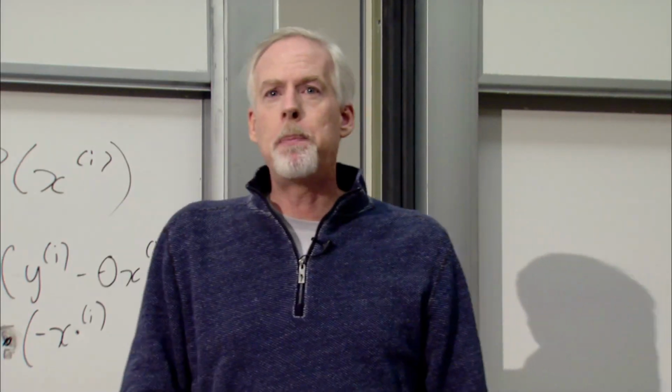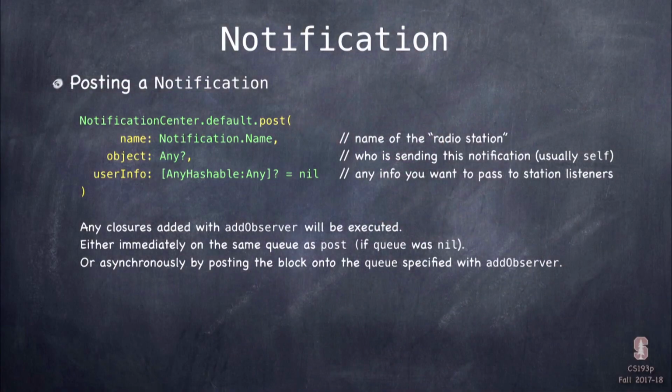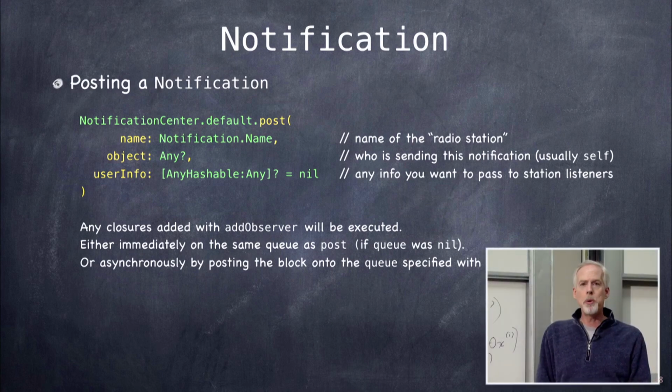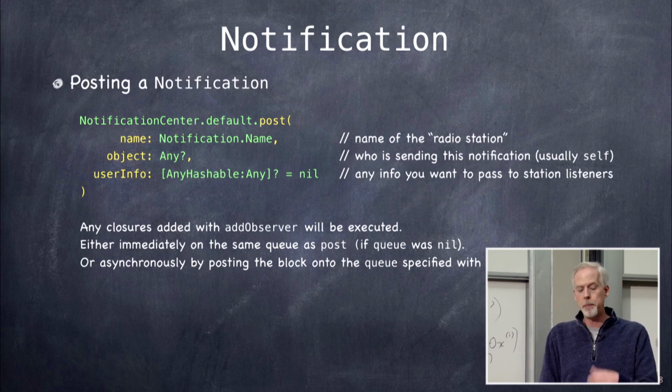How about broadcasting on your own radio station? How do you do that? You do that with the notification center default as well. The method there is called post. The first argument, the name, is the name of the radio station. You get to make that up. We've talked about how to do that. Object, that's you. That's who's sending it. Usually that's self. You can make it any object you want, but that is who the notification center will report as the sender, the broadcaster.